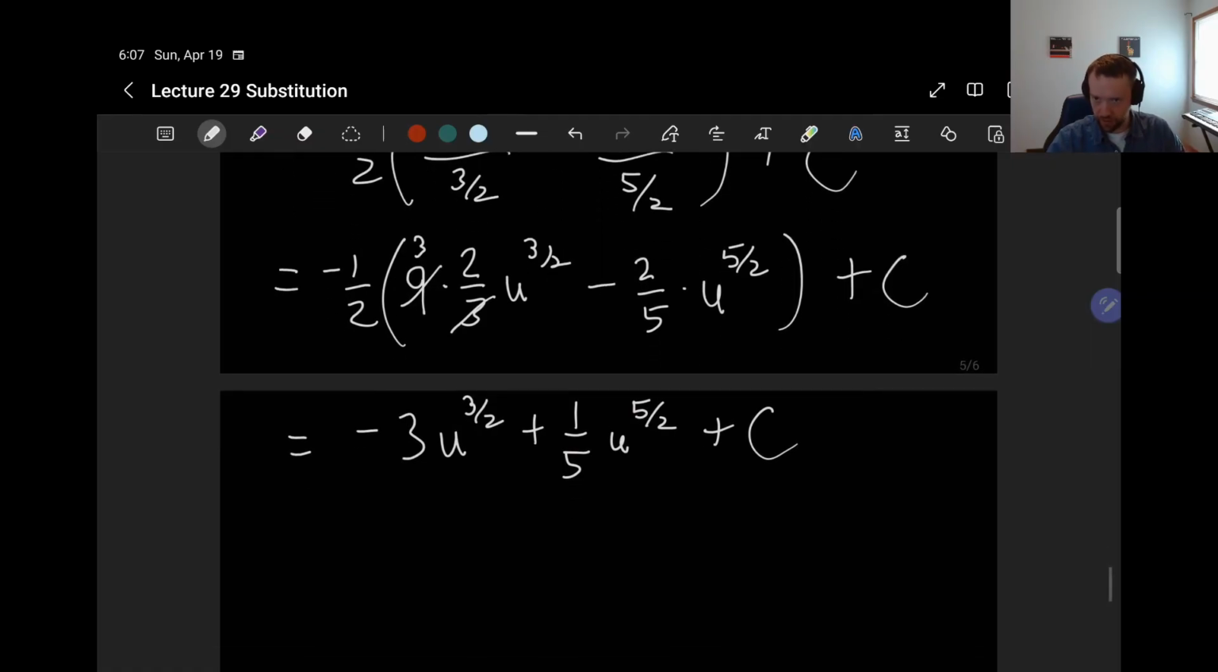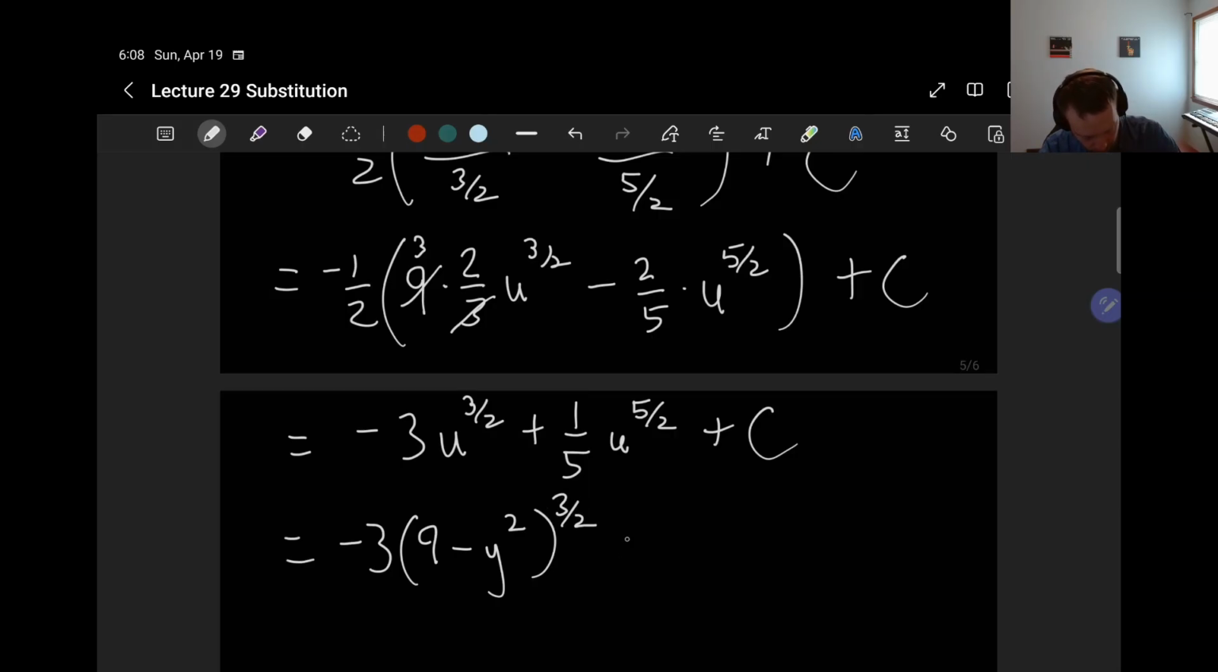And now finally we can plug back in, substitute back, so that we get in terms of y again. So u is 9 minus y squared. So all that to the 3 halves plus 1/5 (9 minus y squared) to the 5 halves plus c.